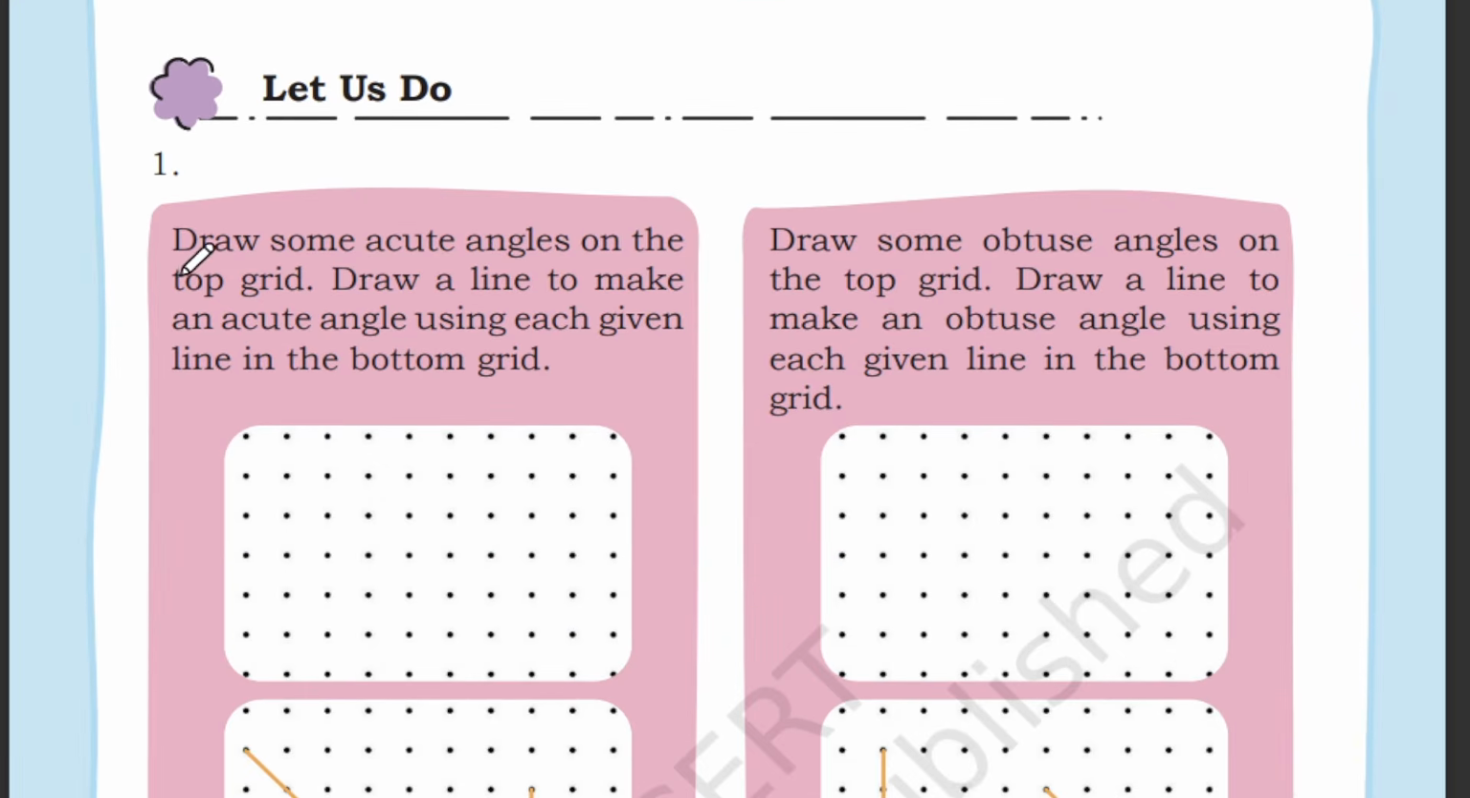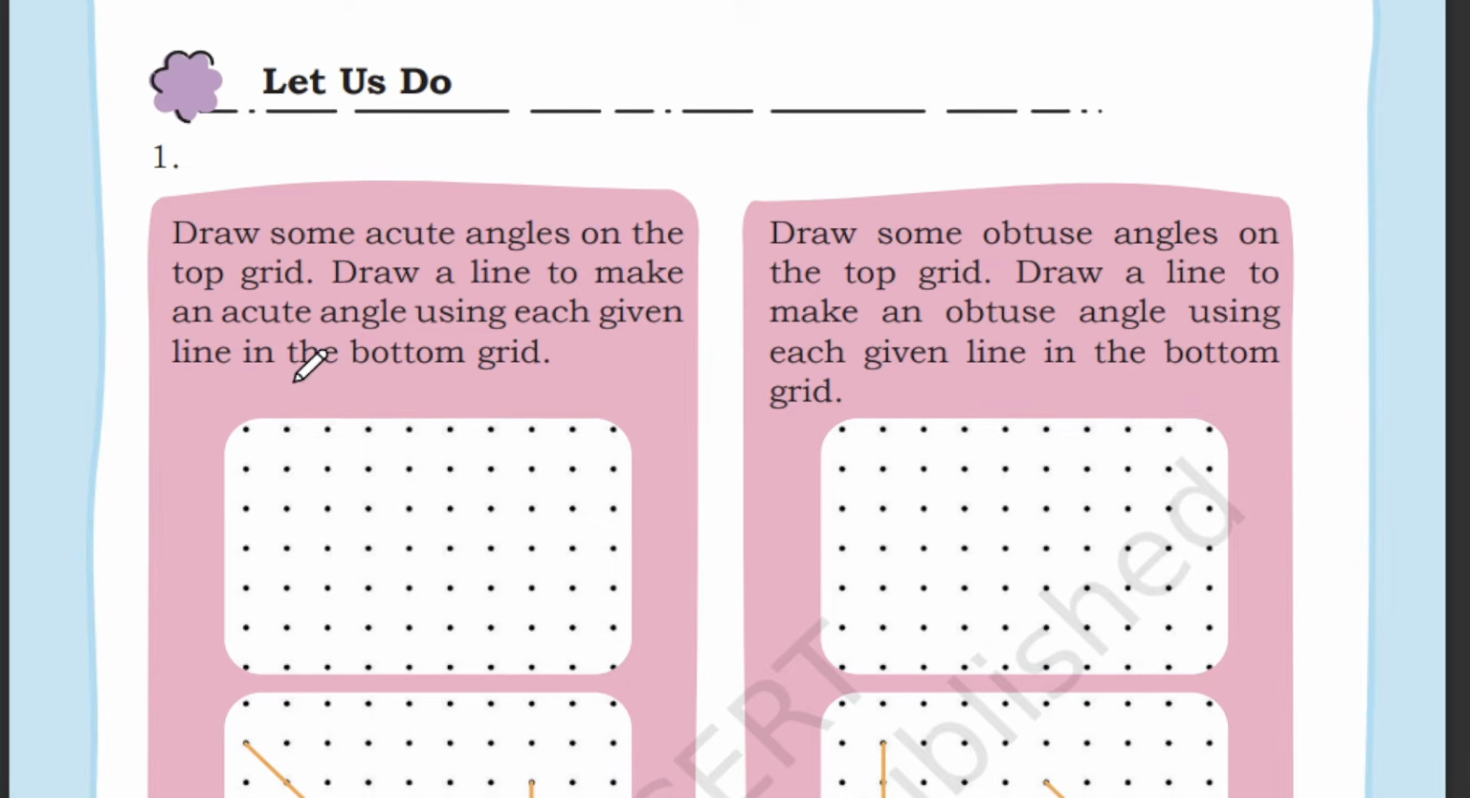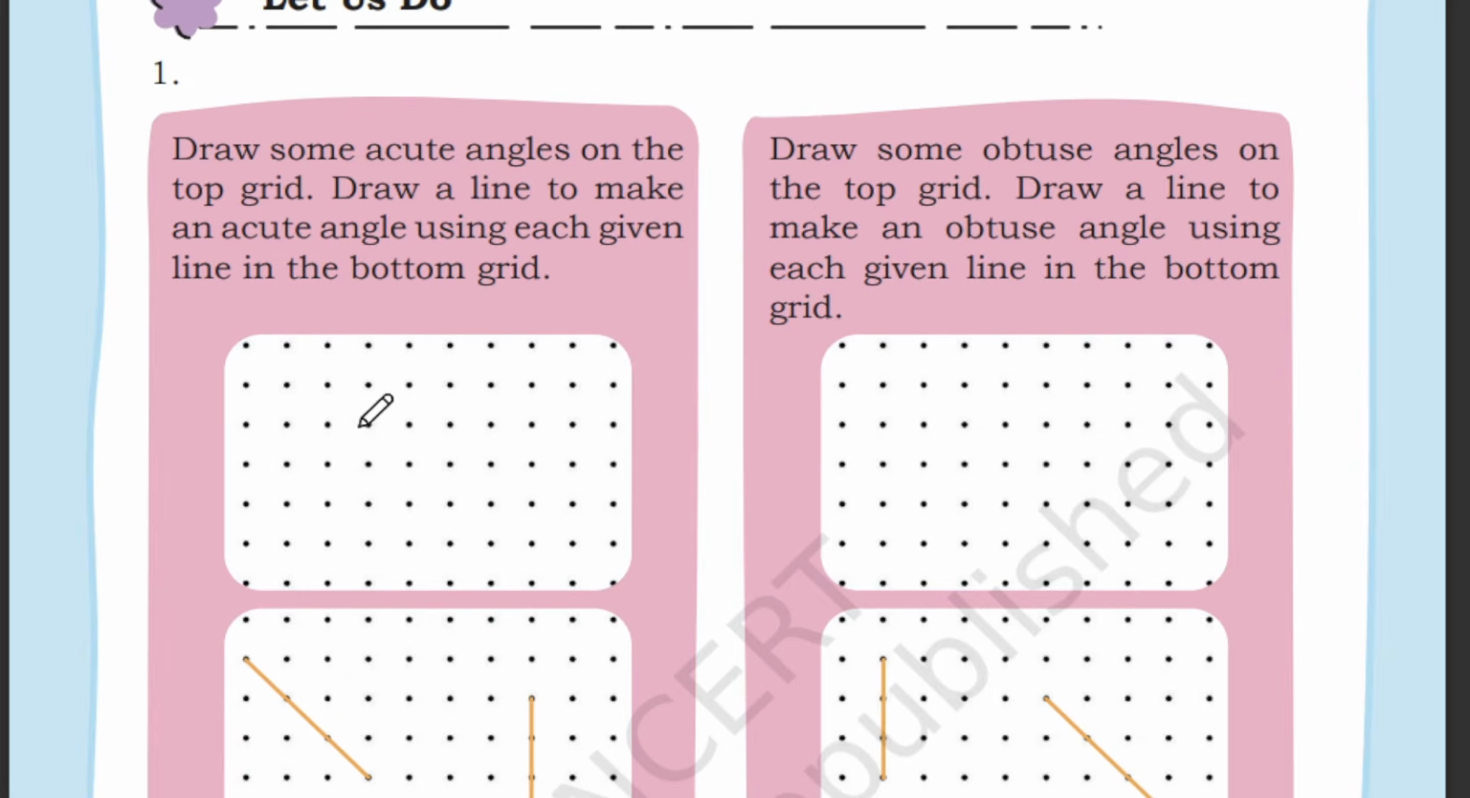So let us draw some acute angle on the top grid. Draw a line to make an acute angle using the given line in the bottom grid. Okay, so now they are asking to draw an acute angle. First we will draw a straight line, and acute angles are always less than a right angle. So we will draw here. It's an acute angle.